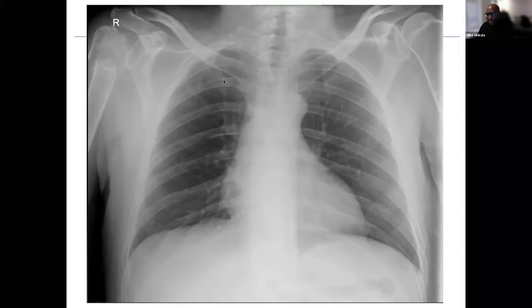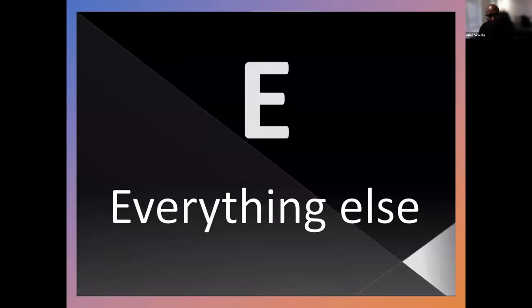You could see a destructive bone lesion over there. You can see a fracture. You can see a dislocation. You can see things like autoimmune diseases, for example hyperparathyroidism. You can see rheumatoid arthritis, possibly in those kinds of areas as well. So it is important not only to focus your eyes on the lungs, but also the bony structures.